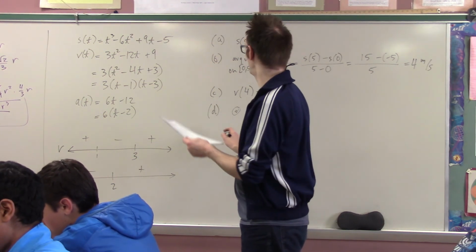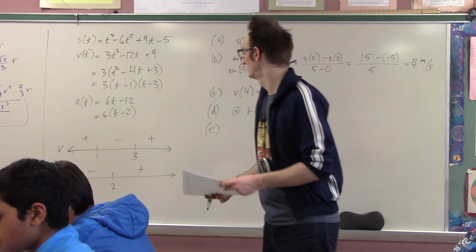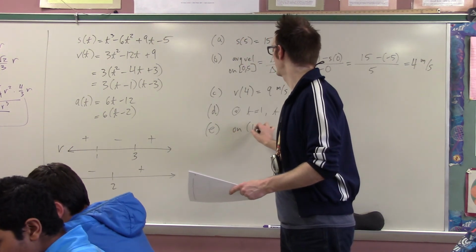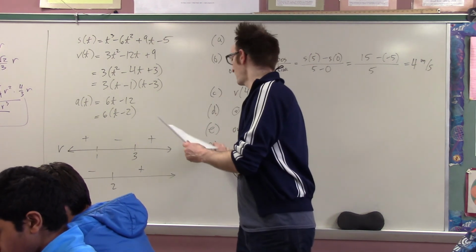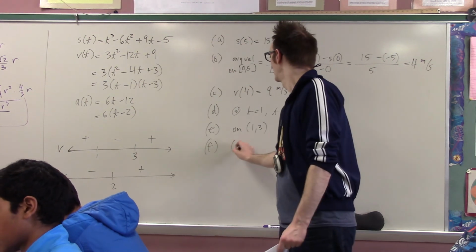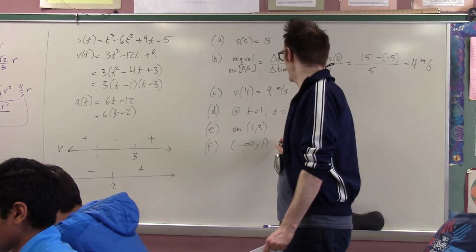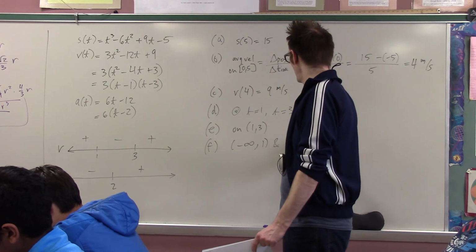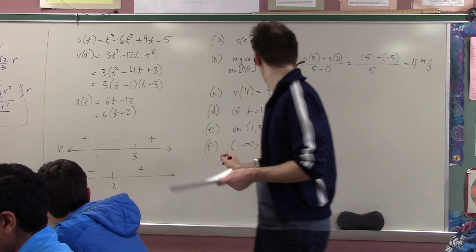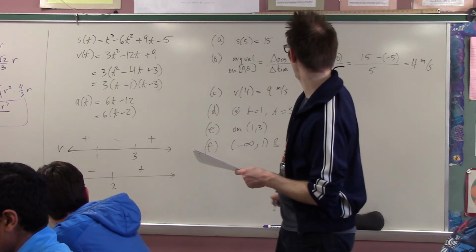When is the particle moving left? On the interval 1 to 3. When is the particle moving right? Negative infinity to 1 and 3 to infinity. Okay, and now the only... So you say this time is never negative. Time can be negative.